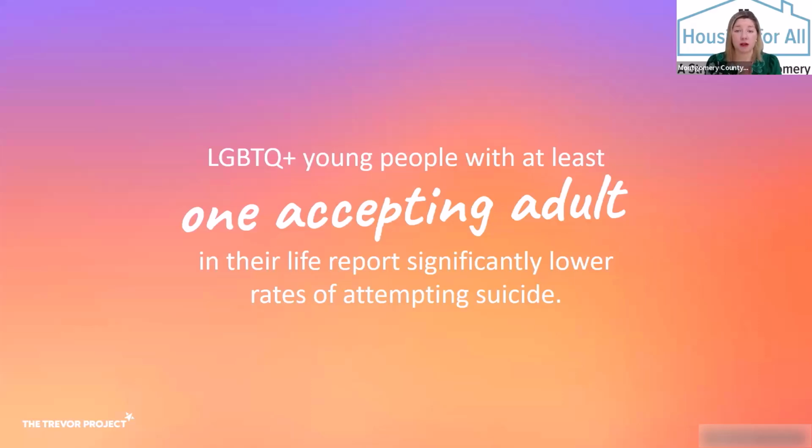So this is why making sure you're communicating to TAY, a transition age youth, that you're accepting of all gender identities, sexual orientations, and any identity really that they want to bring forth. That means you can be supportive, actually save someone's life by being accepting of who they are as a person.